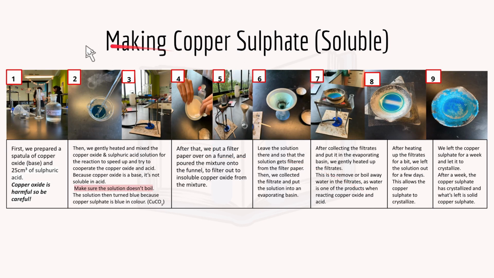And here's the process of making copper sulphate. First we prepared a spatula like these things, then we heated and mixed the copper oxide and sulphuric acid. Then you can see the process like filtering, drying and reheating to evaporate some of the water, and then leave it to crystallize via the process called crystallization.